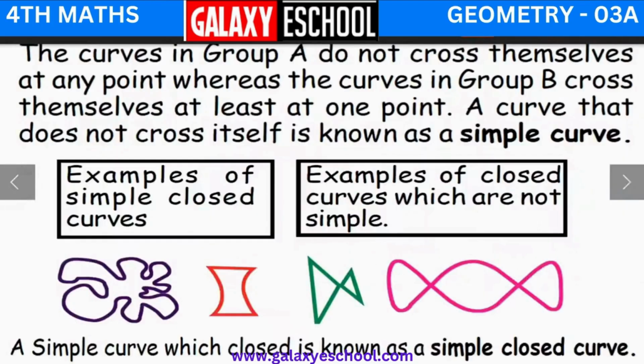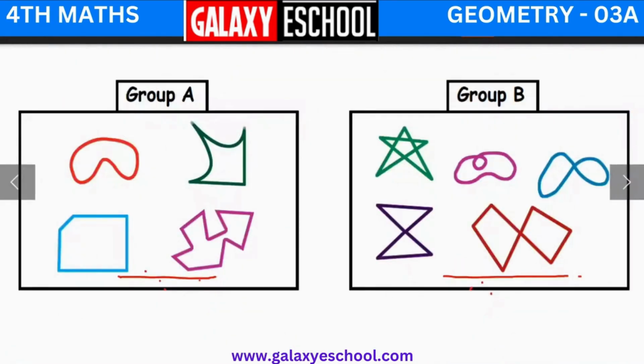If we observe, the curves in group A do not cross themselves at any point, whereas the curves in group B cross themselves at least one point. See here, let us take another curve. We start the curve from here, then without crossing the curve, I am completing the figure. But when you look at group B, this is the point of crossing. Here we are crossing, here we are crossing, and in this star we are crossing at many points.